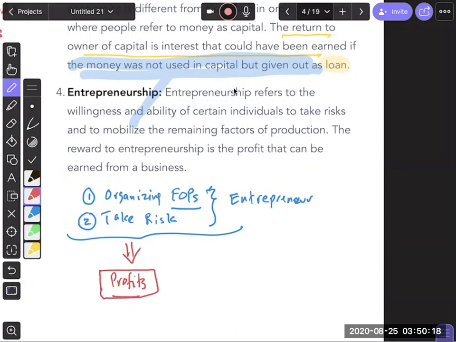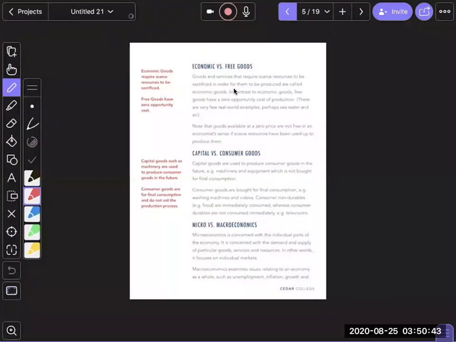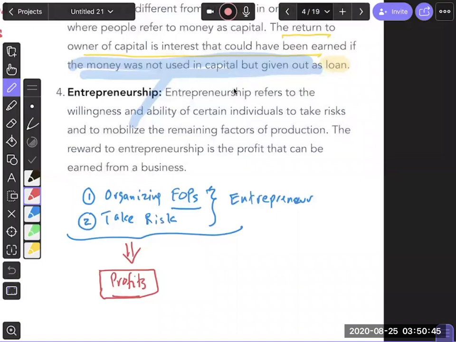Okay, so land gets rent, labor gets wages, the return to capital is interest, and for the entrepreneur, the guy who starts the business, who has two roles to play, organizing or mobilizing factors of production and taking risk, his return is profits. Make sense? Any questions, guys? Anyone who wants to ask me anything in this context? We are done with the discussion, so I just want to know if you have any questions.